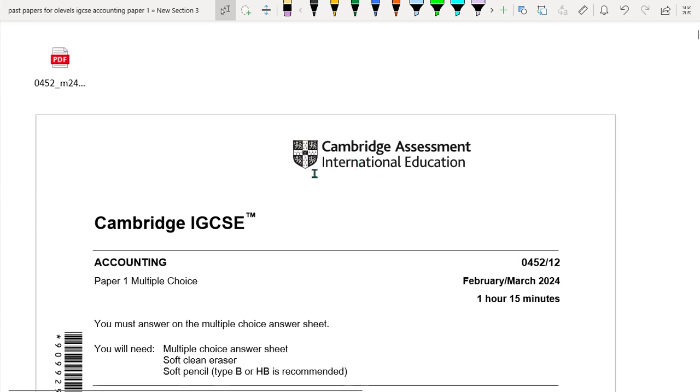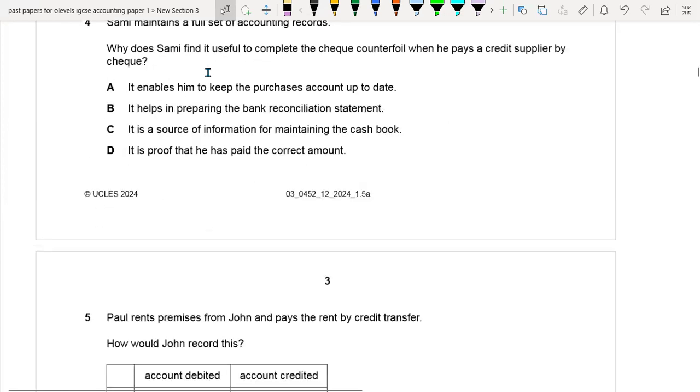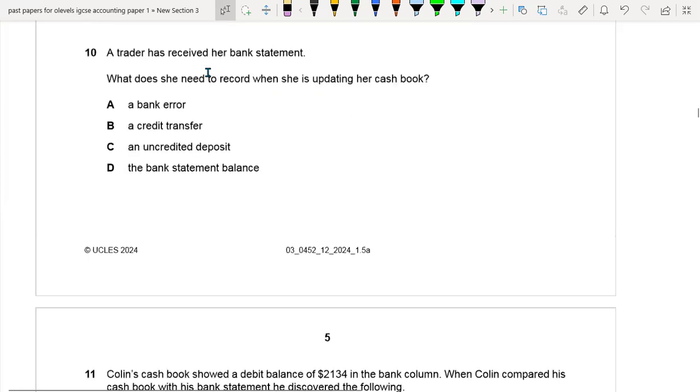Okay, so now let's start. This is paper one, February March 2024 Accounting IGCSE Paper 1 Variant 2, and we have 1 hour 15 minutes to solve the whole paper. As usual, I'm going to start my MCQs from the very last MCQ, which is 35.